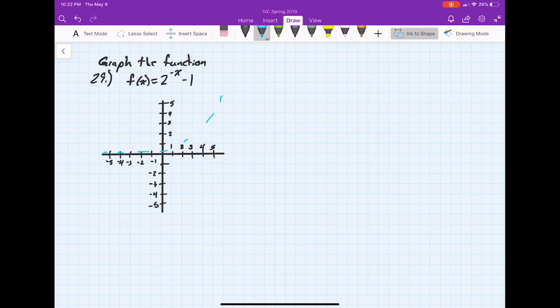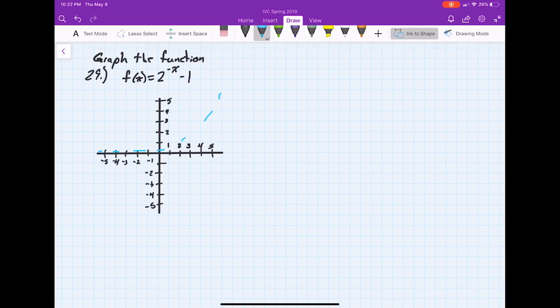Now on 29, we are graphing this function. So this function normally would be an exponential function moving up, but since we have this negative here, it reflects it across the y-axis. So we should expect to see some sort of graph that looks like that. Now, since we have this negative 1, our horizontal asymptote is going to shift down 1 from the 0. So I can just sketch that right now, kind of get that out of the way.